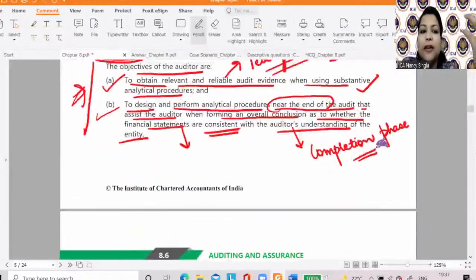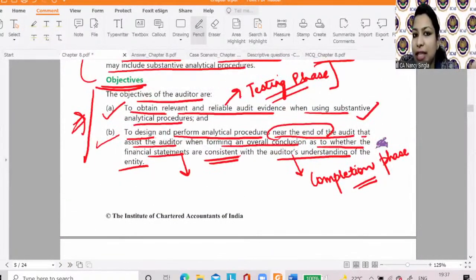So what is the objective? So I've told you that 500 series is an essay, so one of the audit objectives will be what? In order to obtain the audit evidence. So to obtain relevant, reliable audit evidence when auditor is performing what? The substantive analytical procedures, and to design and perform an analytical procedure near the end of the audit. Why? It will assist the auditor when forming an overall conclusion. What assistance? As to whether the financial statements are consistent with auditor's understanding of the entity.